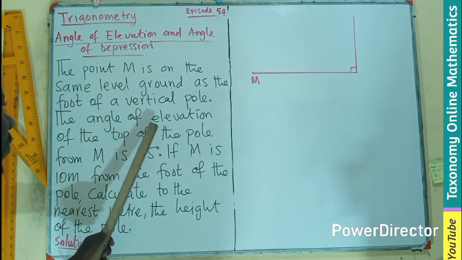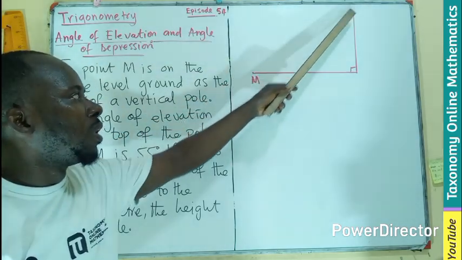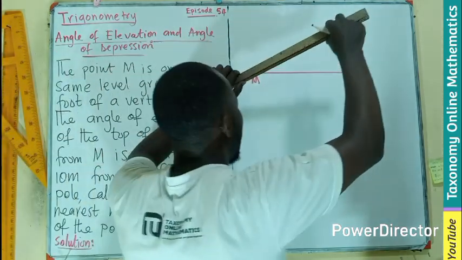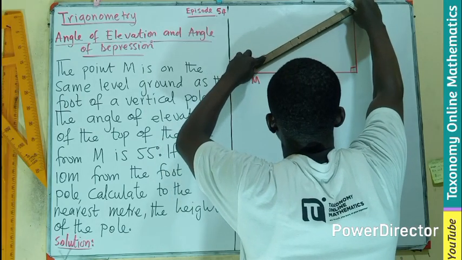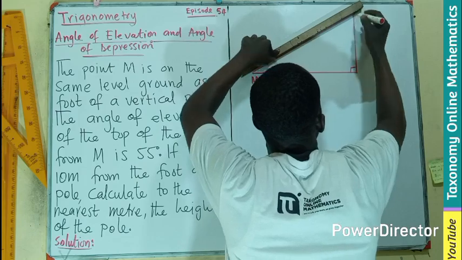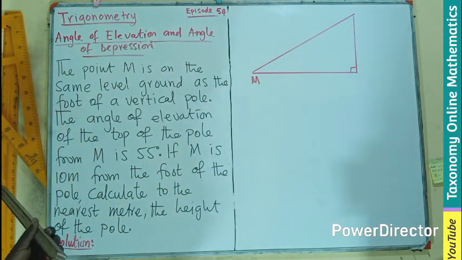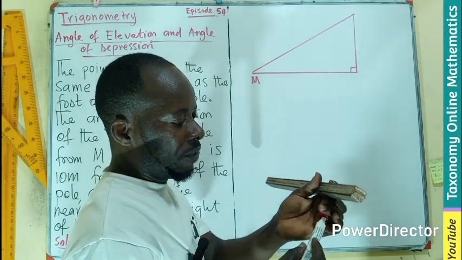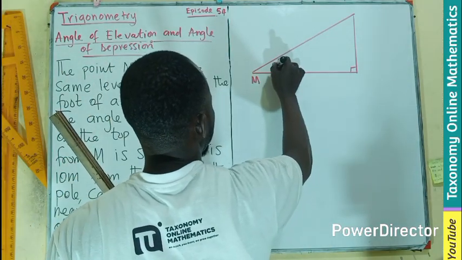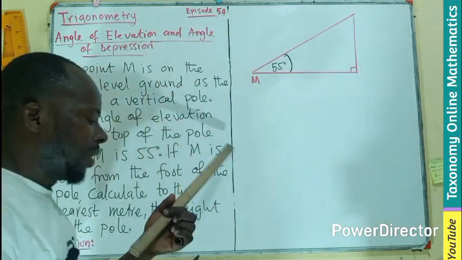Then the angle of elevation of the top of the pole, the angle formed above the horizontal line. So from the point M, we can join these two to find the angle of elevation. It is given as 55 degrees, the angle formed out there.